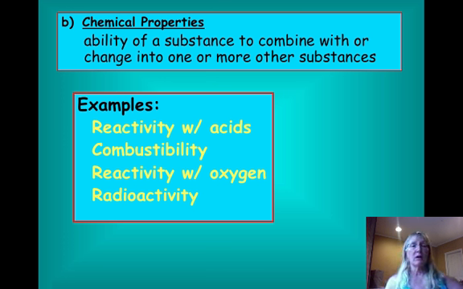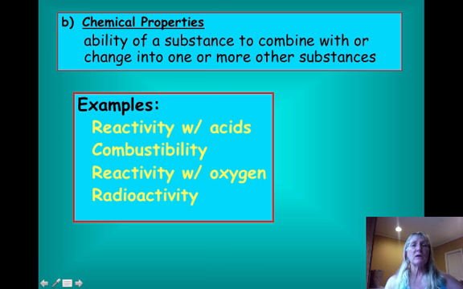So if I wanted to describe the chemical property of a base, I would say that the base is reactive with acids. If I want to describe the chemical properties of, say, cellulose or paper made from that, then I would say it has combustibility. It can catch on fire. Iron left out in the air can react with oxygen to create iron oxide, which we know is rust.